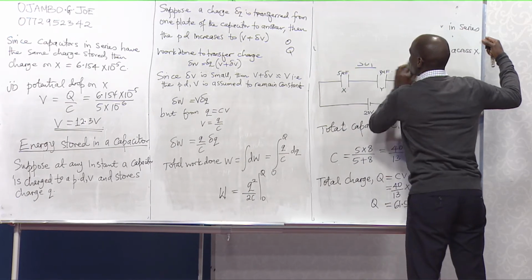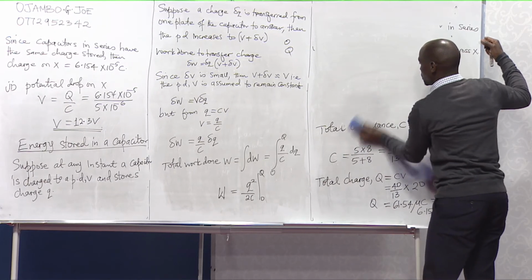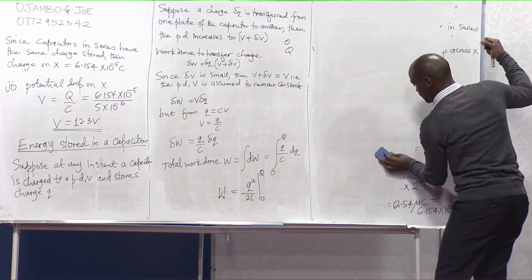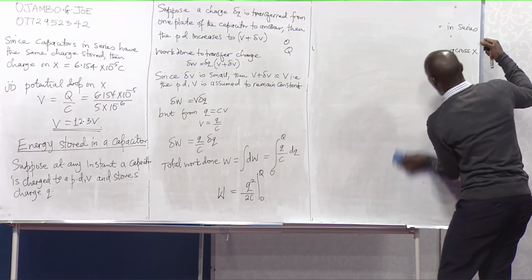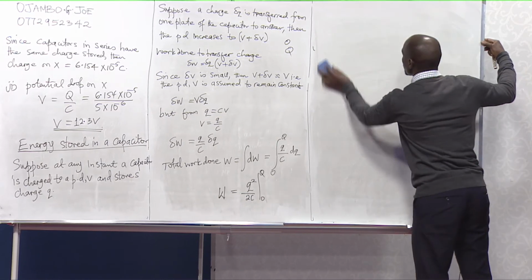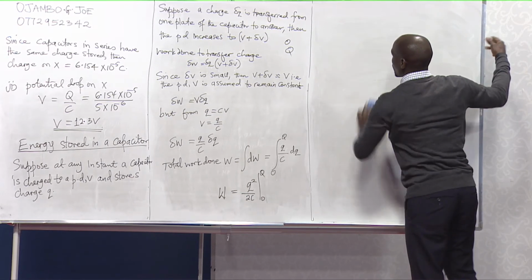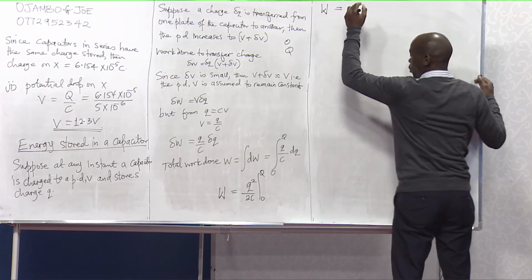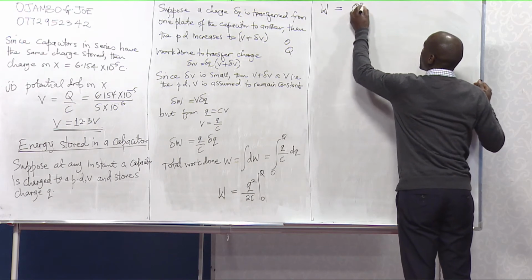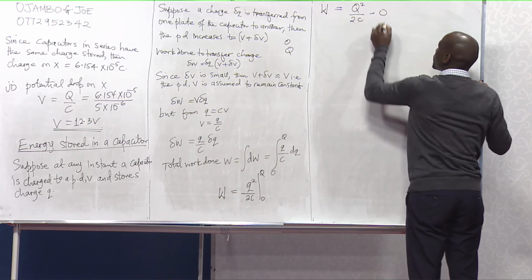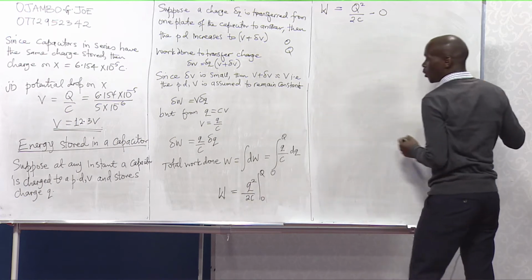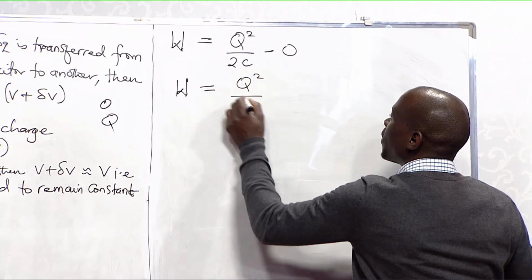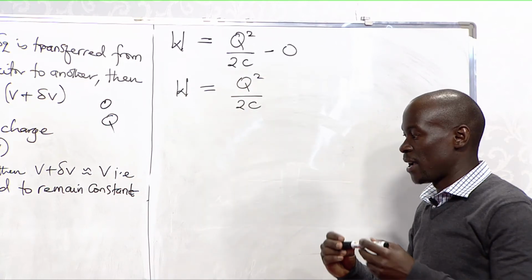Now, when we go ahead and substitute, we shall have our expression becoming: our work done will be equal to Q squared over 2C minus 0, because when you put 0 here, everything will go to 0. So that means our work done is equal to Q squared over 2C. So this is the charge stored, my dear candidates.